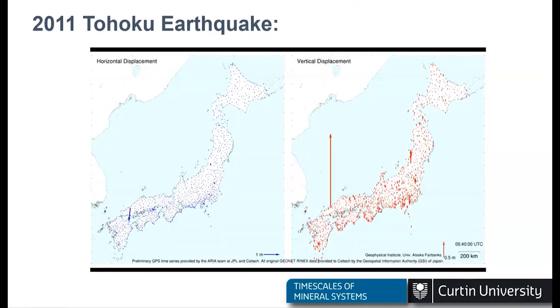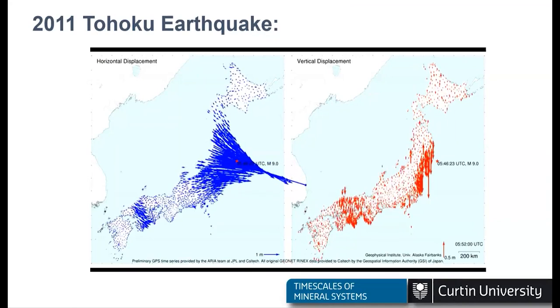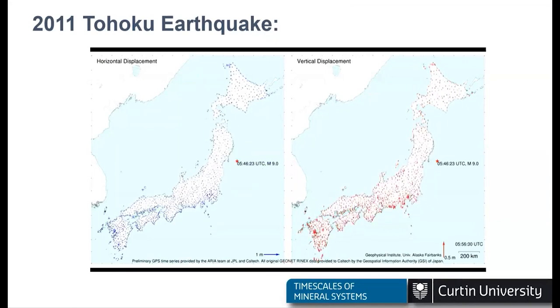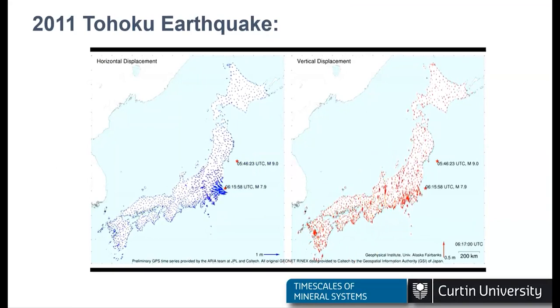So each of these blue dots is a GPS station, and they're plotting little vectors, and you'll see just after the earthquake happens, there's this huge shoot forward. All those GPS stations just jump forward a couple of, I think, meters even. And then a bit later on, there's an aftershock down here. You see that's much smaller. It's quite cool. You can see those waves also ripple out through the GPS stations.